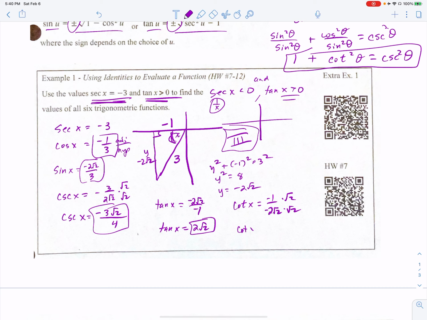And cotangent of x comes out to a positive root 2 over 4. So the big thing is figuring out what quadrant you're in, knowing that secant's negative and tangent's positive. Then you need to set up a triangle and use Pythagorean's theorem to find the third side. And this is the method I want to see. I want to see the triangle drawn. I want to see that you use Pythagorean's theorem to find the missing side and then find all of those.